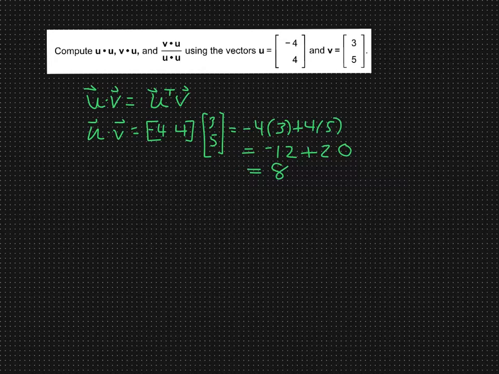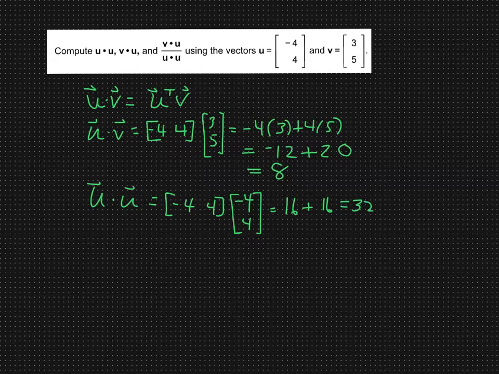And if we were to continue to find it for u dot u, that's going to come into play a lot, where you find the dot product with itself. So u dot u would be -4, 4 times -4, 4. Notice we'll get -4 squared plus 4 squared, which gives us 32. See how that's always going to be positive, because if you've got a negative component, you square it with itself, so it becomes positive.